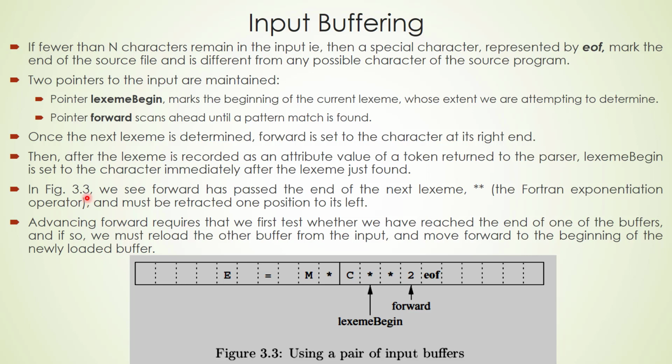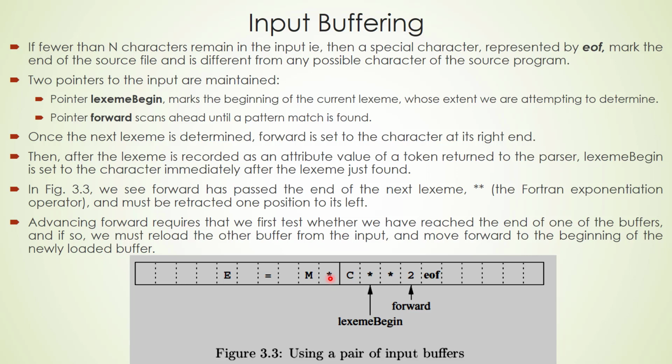In figure 3.3 we see forward has passed the end of the lexeme star, that is the Fortran exponential operator, and must be retracted one position to its left. That is also explained earlier. Advancing forward requires that we first test whether we have reached the end of one of the buffers, and if so, we must reload the other buffer from the input and move forward to the beginning of the newly loaded buffer. So just imagine this forward is pointing to this star.